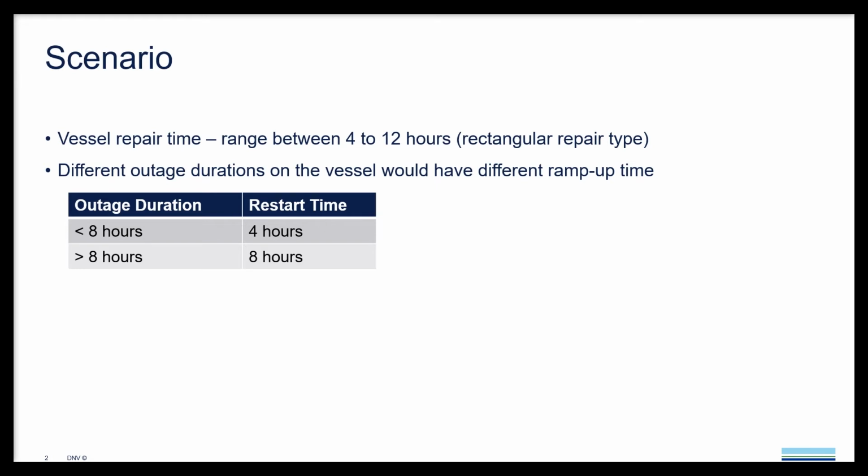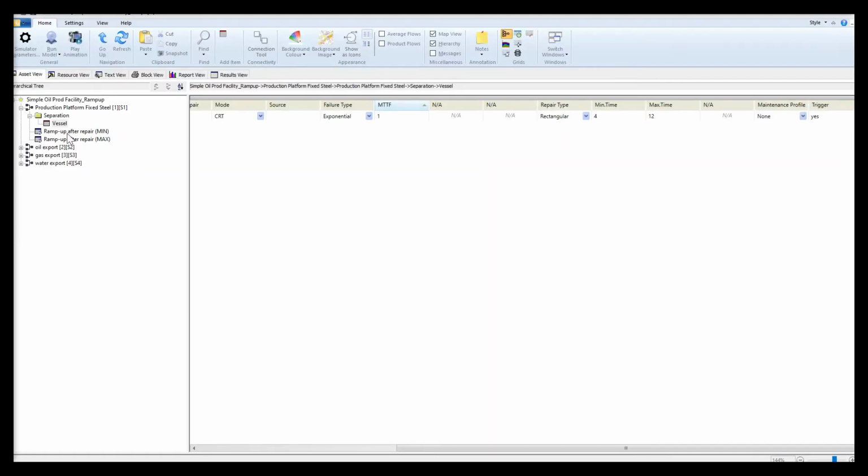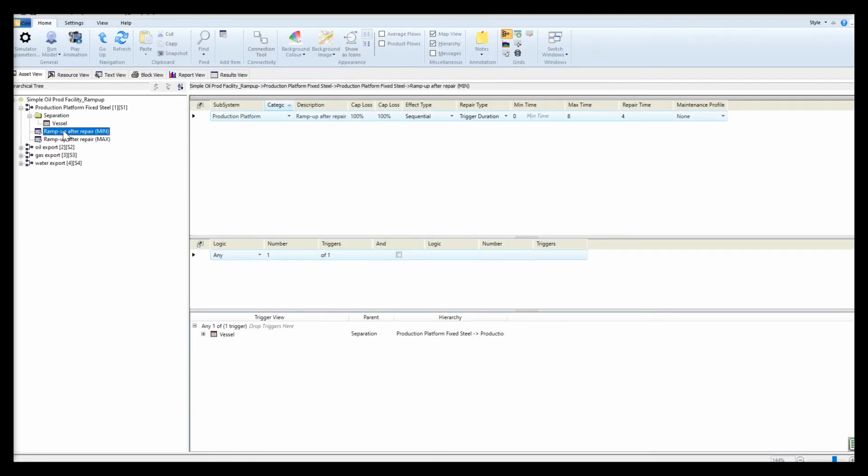So for any outage duration of less than 8 hours, the restart time will be 4 hours. And if it's above 8 hours outage duration, the restart time will be 8 hours. So we have set this up here using the conditional logics.